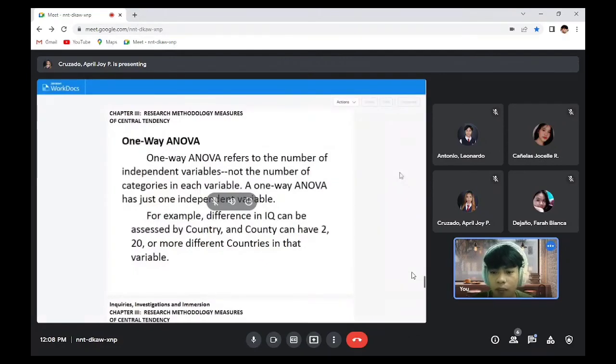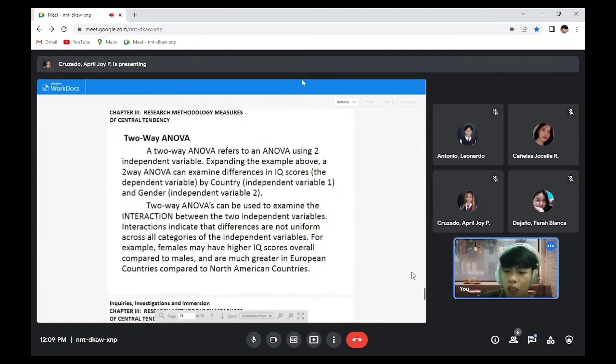One-way ANOVA. One-way ANOVA refers to the number of independent variables, not the number of categories in each variable. A one-way ANOVA has just one independent variable. For example, difference in IQ can be assessed by country, and country can have 20 or more different countries in that variable.